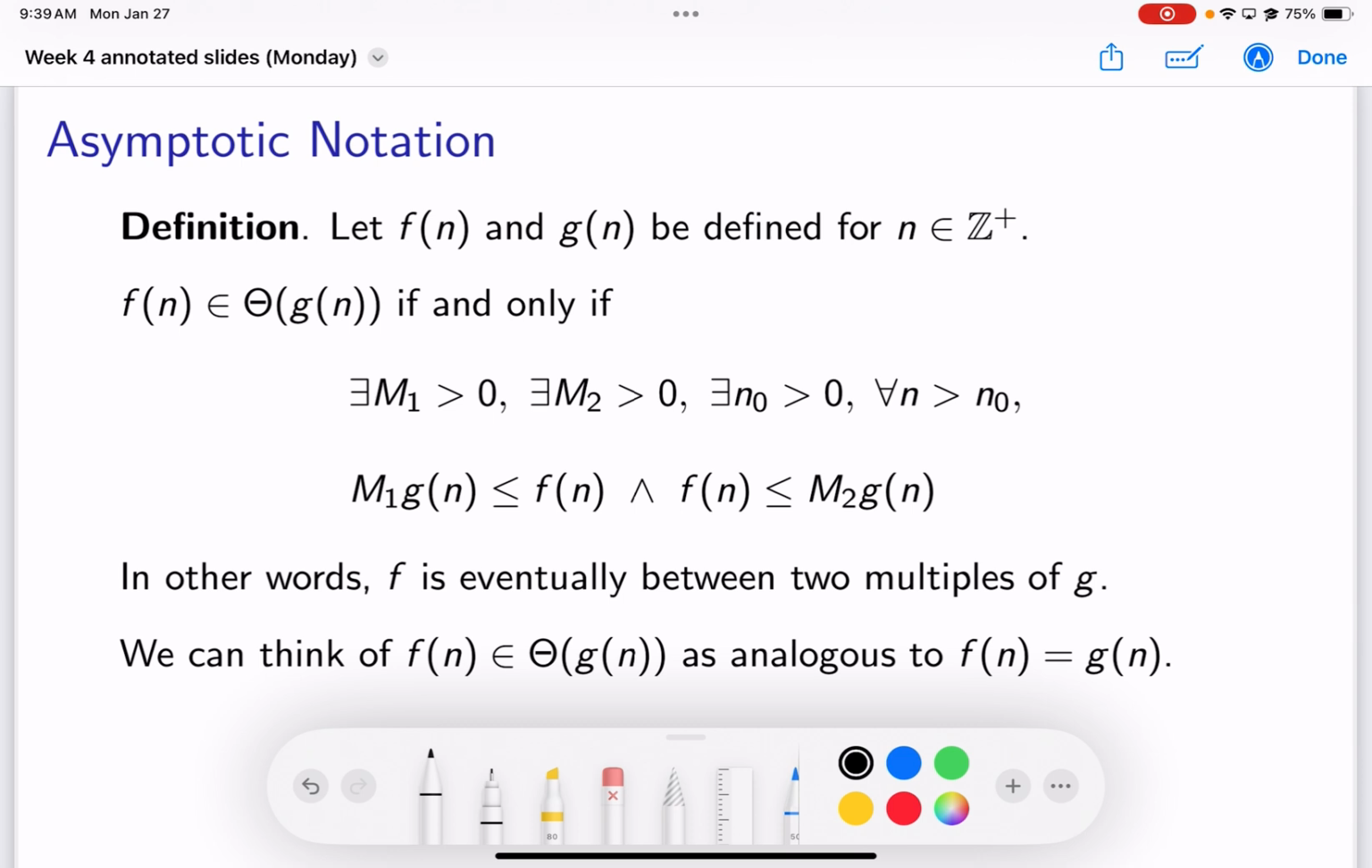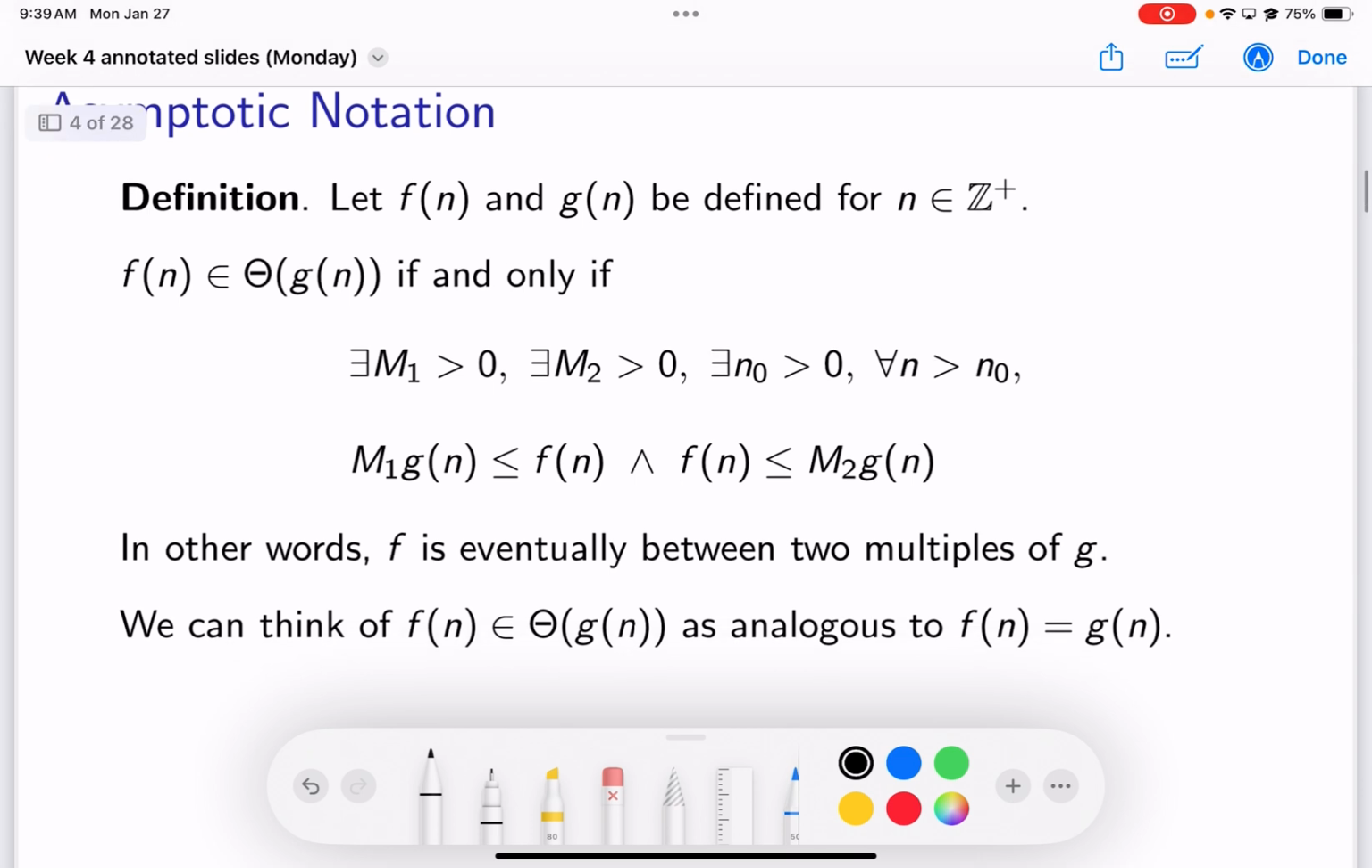Anyway, big theta. What does it mean for two functions to be equal to one another? Well, in the wacky world of inequalities, we use this idea of functions being equal if the function can be bounded between two constant multiples of another function. It's pretty similar to the definitions of big O and big omega, except you sort of do both.